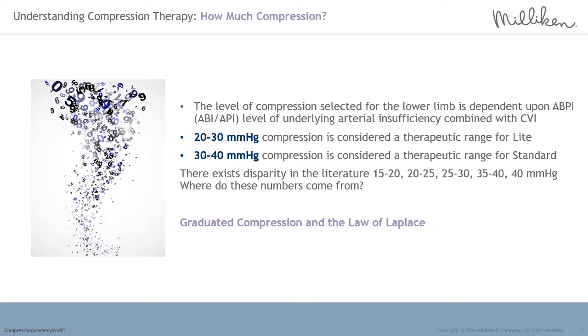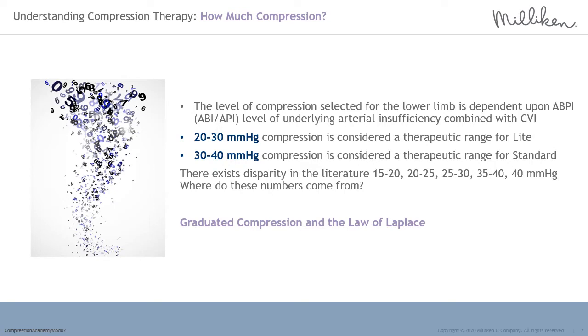Higher levels of compression, 60 to 70 millimeters of mercury pressure and often more, are desired and reported in some of the literature. However, it is widely reported and clinically accepted, including within the International Advisory Compression Pathway, that the levels to aim for are 20 to 30 millimeters of mercury pressure to achieve light compression and 30 to 40 millimeters of mercury pressure to achieve standard compression.